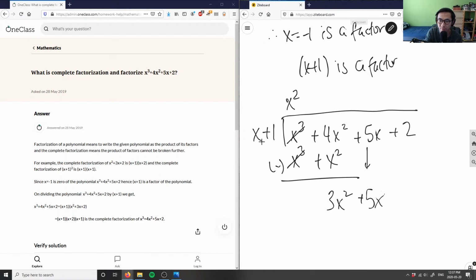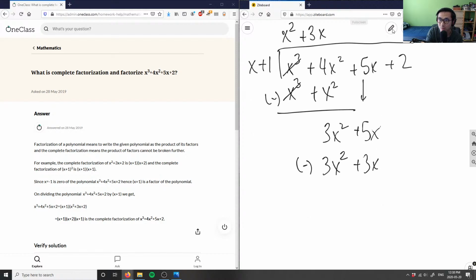I do the exact same thing. x times what value would give me 3x squared? Well, I would need a 3x, right? To get 3x squared, I want to cancel out this term here. 3x times 1 is simply just 3x. I subtract both of these guys here. These two guys cancel out. 5 minus 3 here is 2, so I have 2x.